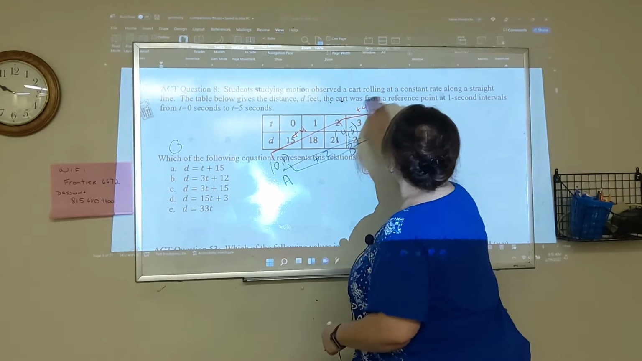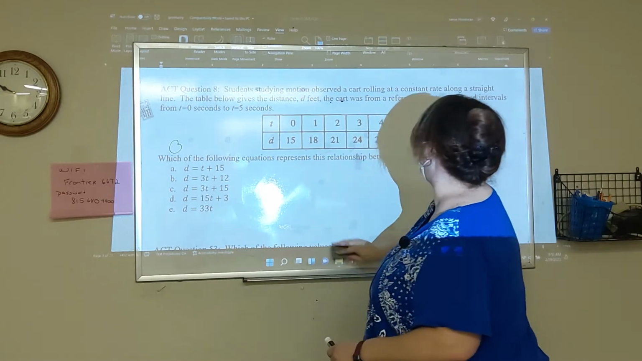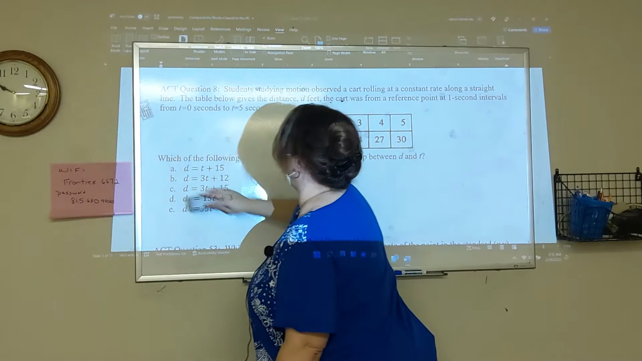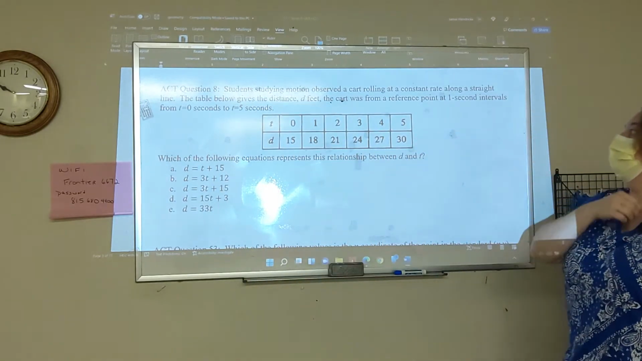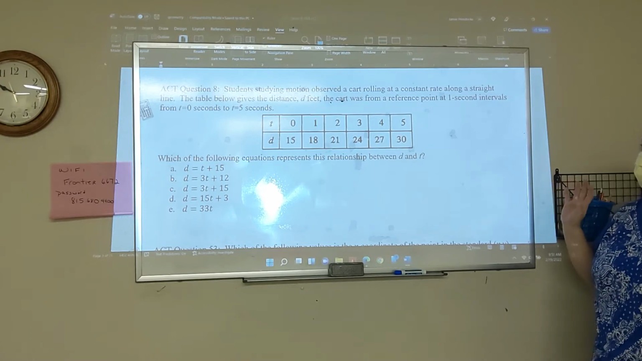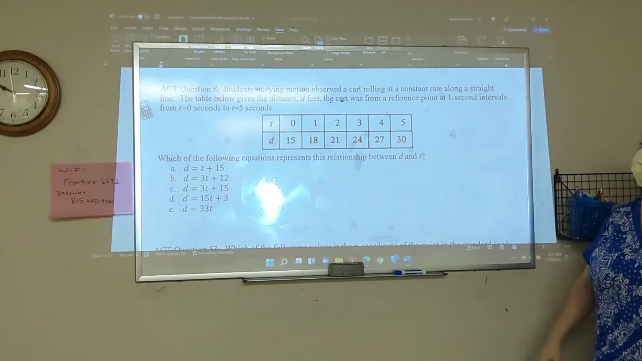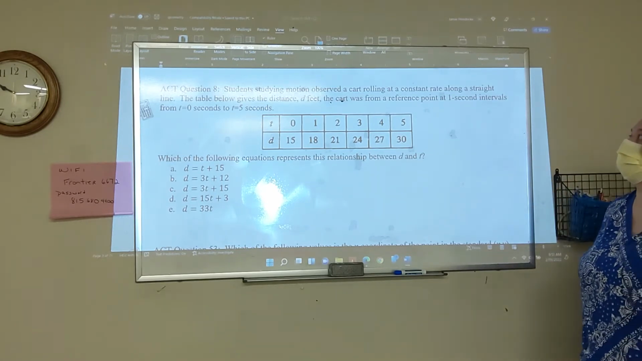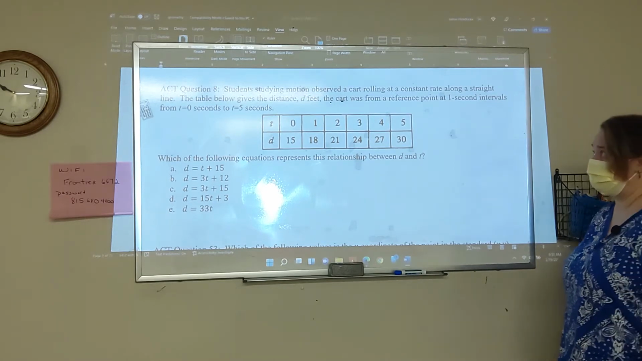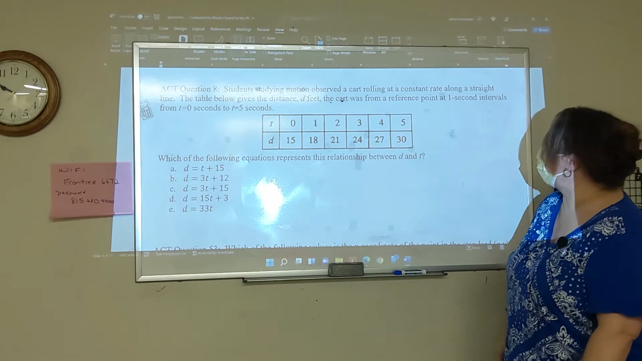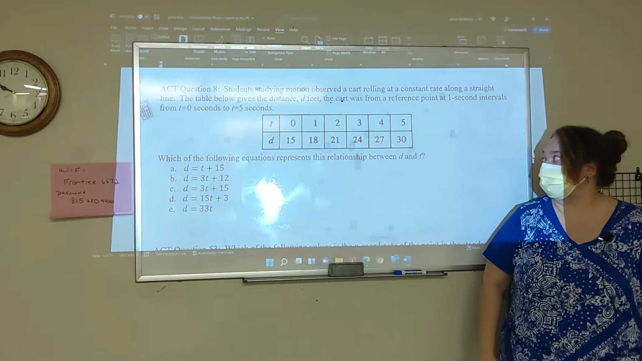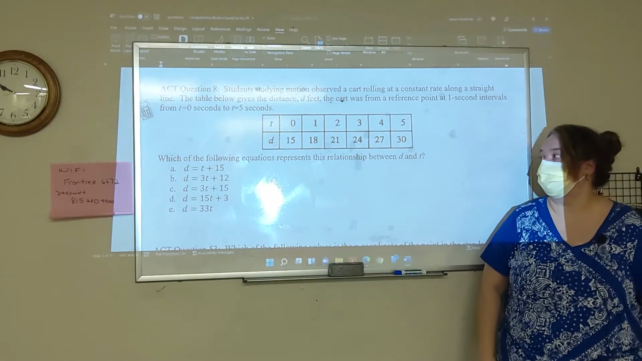All right, this next one is a real common ACT problem that pops up. Well, hang on, let's read through the problem first and I'll explain it. Students studying motion observed a cart rolling at a constant rate along a straight line. The table below gives the distance d, in feet, the cart was from a reference point at 1 second intervals from 0 to 5. Which of the following equations represents the relationship between d and t?